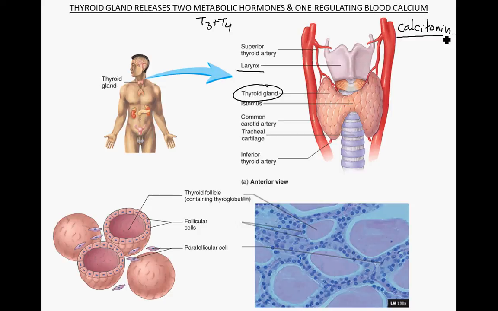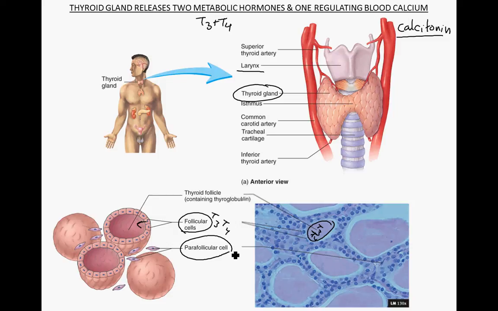The T3 and T4 are produced by these thyroid follicular cells right here. They actually secrete this colloid material in here, the thyroid follicle, and that's what you see in this light micrograph over here. So all of this material in here will become the T3 and T4 hormones, thyroxine and triiodothyronine.